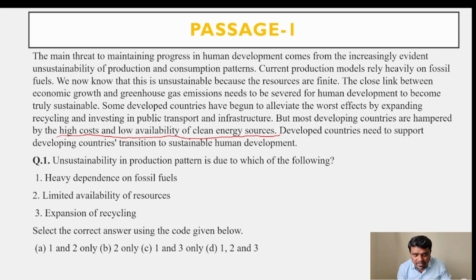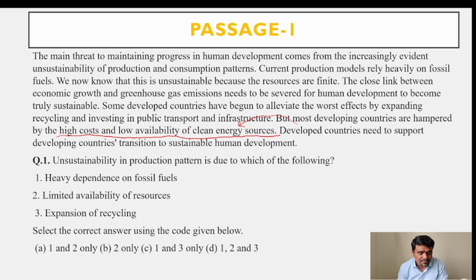Here I want to ask you a tricky question. If the developed countries want to support, here need to support is mentioned. So if they need to support, how do they support? As per the passage, always we have to think in the scope of the passage only. So as per the passage, since the very preceding statement is the problem statement, what's the problem for the developing countries? They are hampered by the high cost and availability of the clean energy sources. So if they want to support, they have to support in this area, lowering the cost, since high cost is there, and low availability. Availability of clean energy sources is nothing but reducing the cost to produce the clean energy sources. Okay, I hope you got the point.